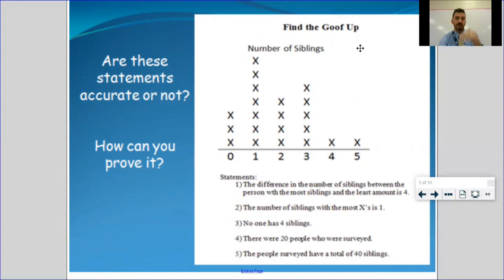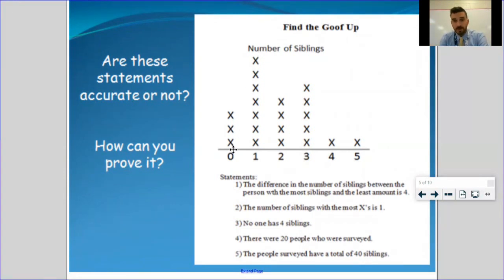But they've given you 5 statements from looking at this line plot, and some of them are accurate and some of them are not. So I'm actually going to read through them. I'm going to give you a second to look at the actual line plot, look at the data, and I'm going to give you a second to answer and tell me whether you think it's accurate or not.